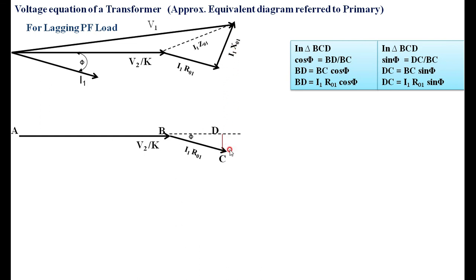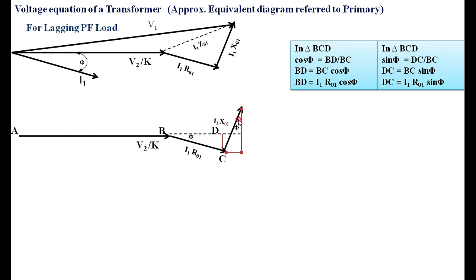Further I am proceeding. I am drawing I1 X1. Once again I am resolving this I1 X1 along its X and Y components. This is the X component, and this is the Y component. This angle is phi. This is 90, so it is 90 minus phi, it is also 90 minus phi, and ultimately this is phi.